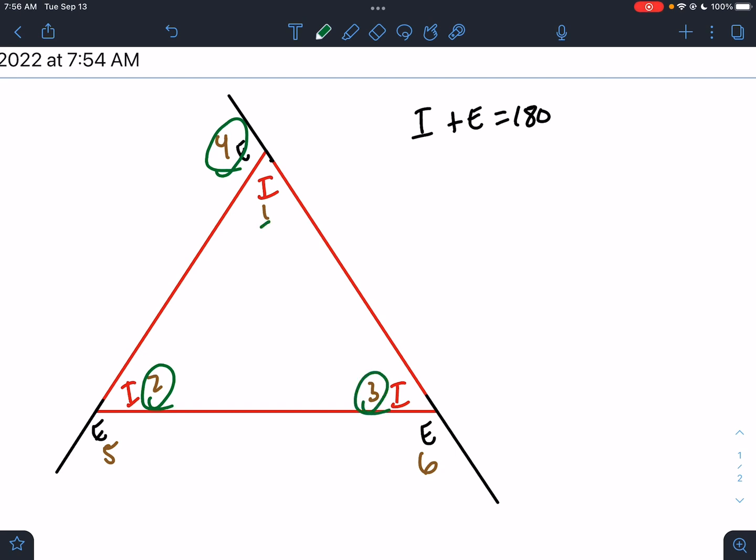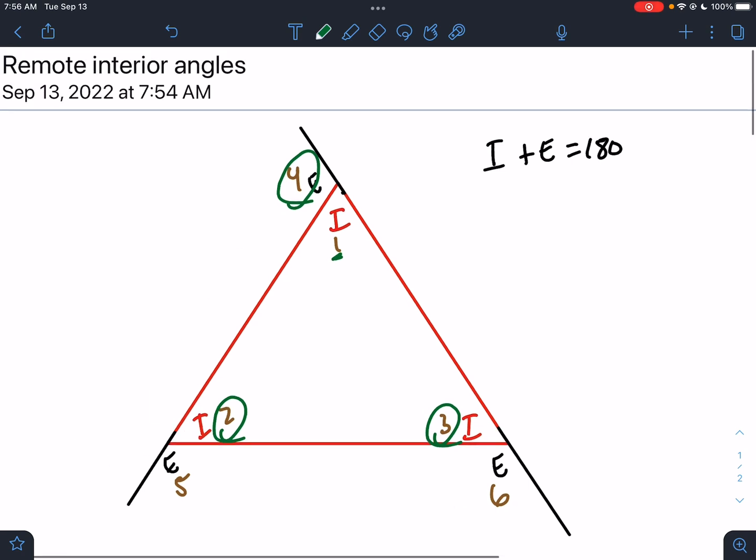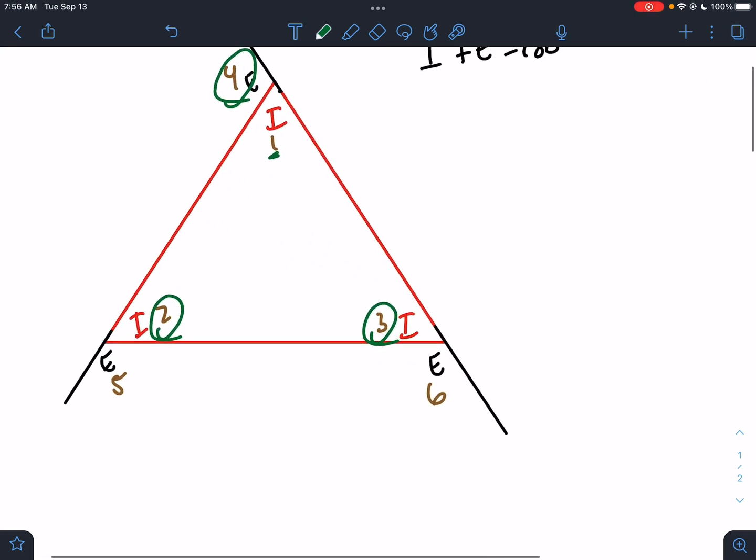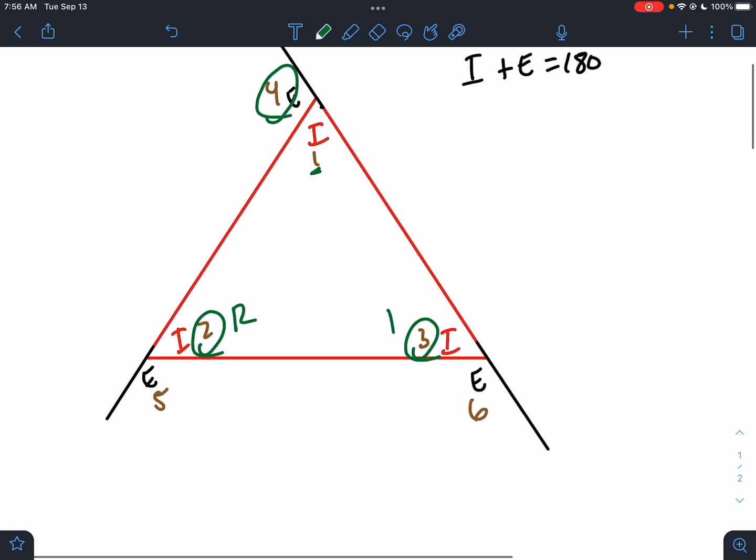The one next to it is not remote. Remote doesn't mean next to. Remote means away from. So 2 and 3 are away from. They're on the inside. They're called remote interior angles. So these would be the 2 remote angles for angle 4.